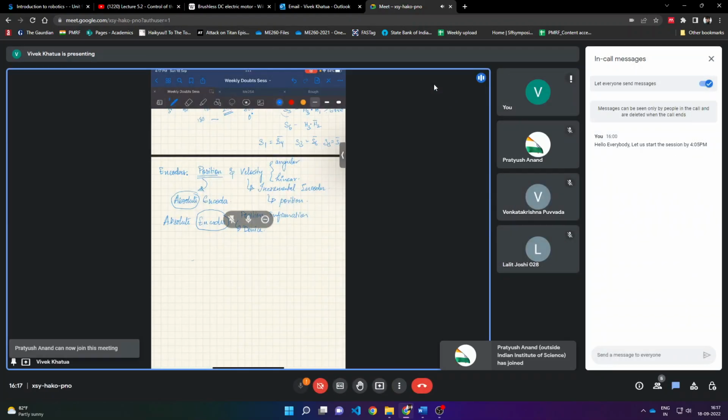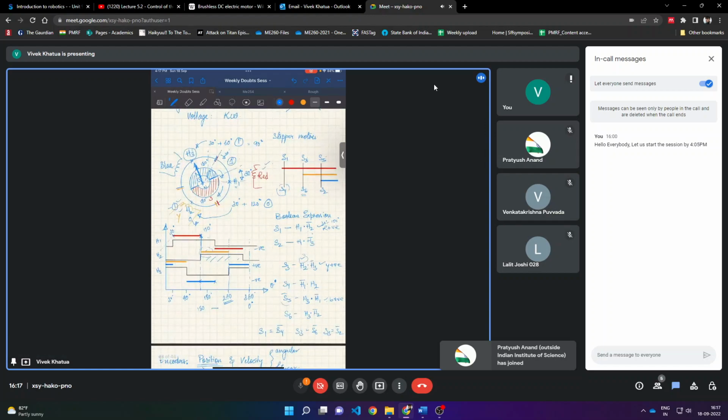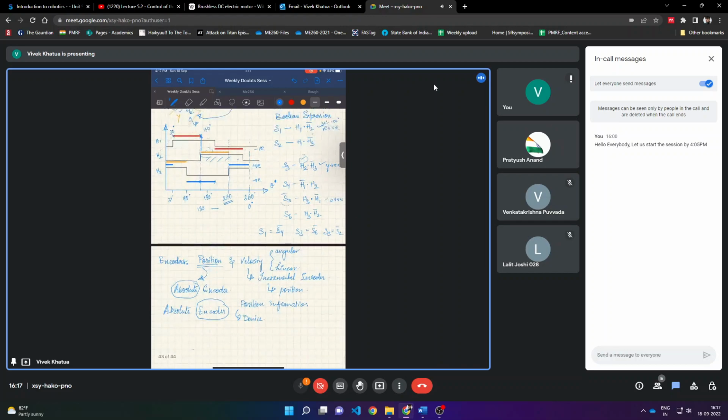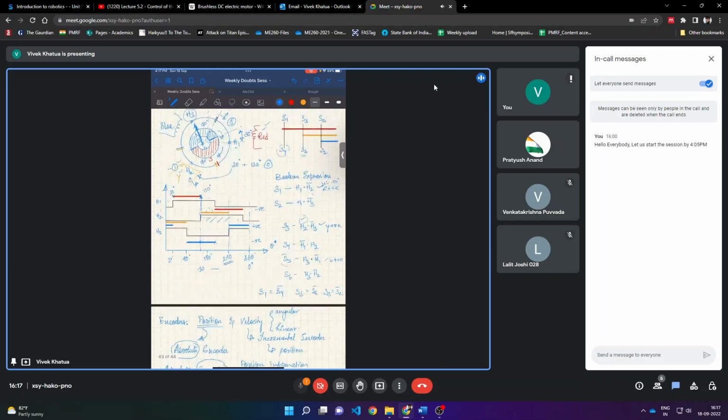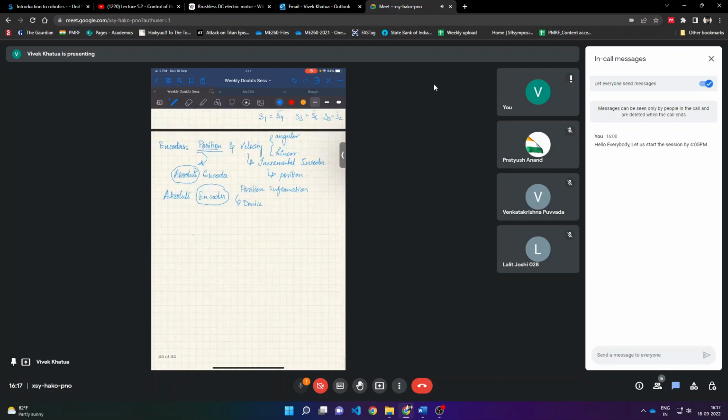Okay. Pratyush, hi, I was just covering this Boolean expression. I just covered it. Now I'm trying to cover encoders. So if you have a doubt, let me know. After covering encoders, I'll cover this Boolean logic again. Okay, Pratyush? Okay. All right. So yeah.